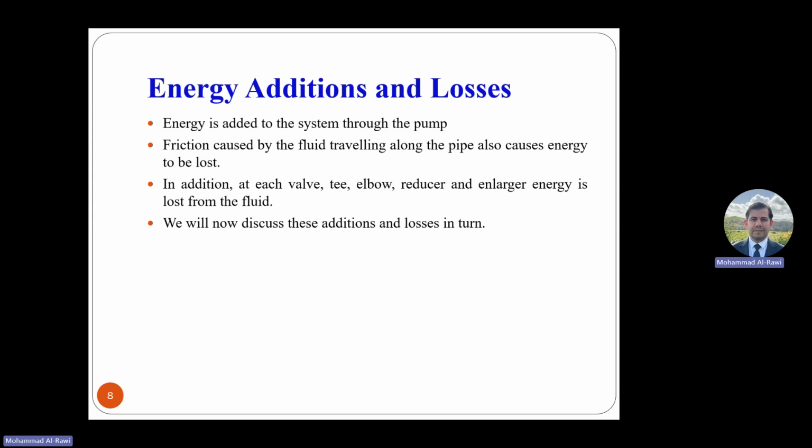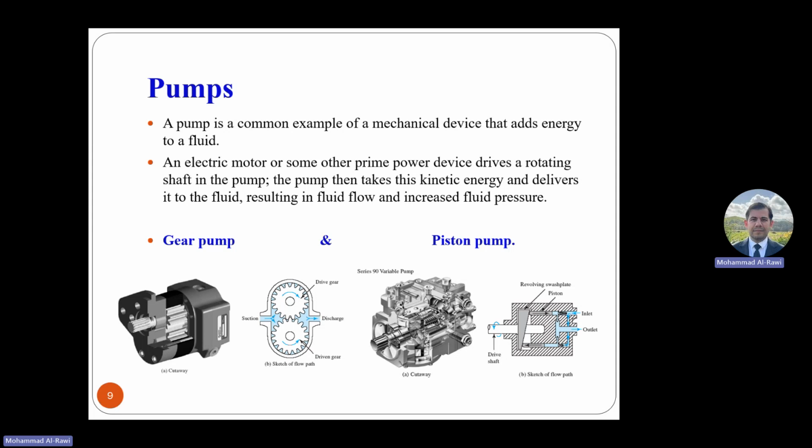So energy is added to the system through a pump. Friction caused by the fluid traveling along the pipe also causes energy to be lost. In addition, at each valve, T, elbow, reducer, and enlargement, energy is lost from the fluid. So those are minor fittings, and we go through them one by one. But before that, we start with the pump.